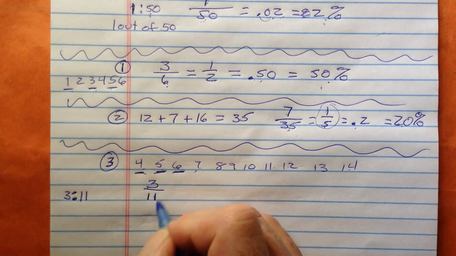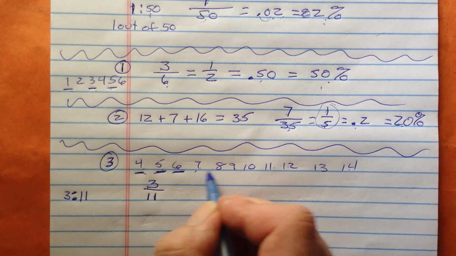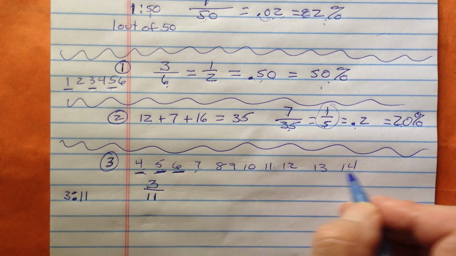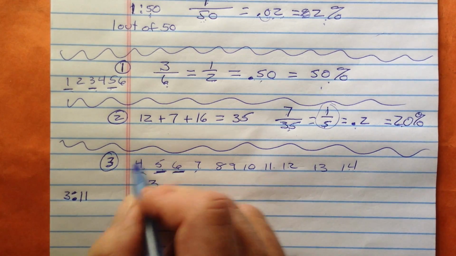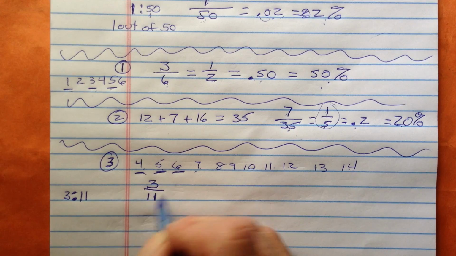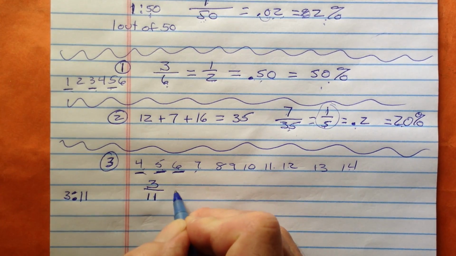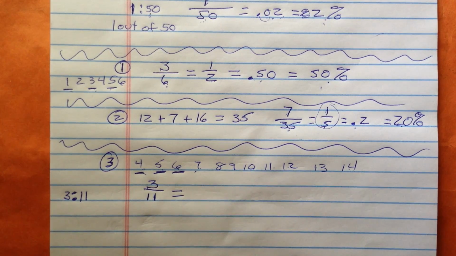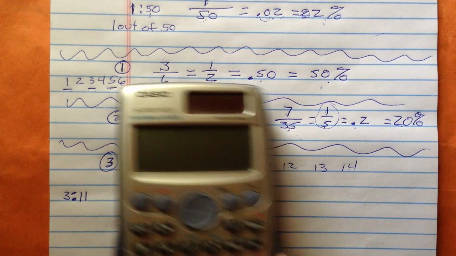Okay, so is it very likely? No, you have all these others. You're more likely to pull one of these since there are more of those compared to these. But they tell you to write it as a decimal. Well, we'll have to divide. We have to go 3 divided by 11.